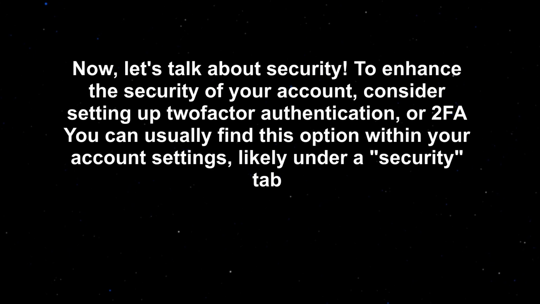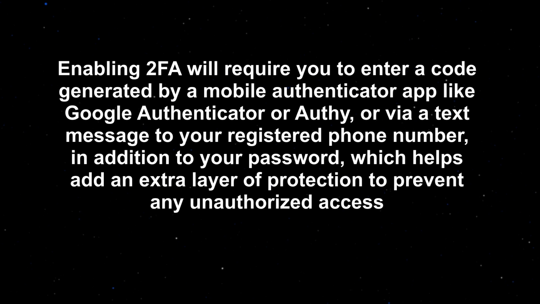Now, let's talk about security. To enhance the security of your account, consider setting up two-factor authentication or 2FA. You can usually find this option within your account settings, likely under a security tab. Enabling 2FA will require you to enter a code generated by a mobile authenticator app like Google Authenticator or Authy, or via text message to your registered phone number, in addition to your password, which helps add an extra layer of protection to prevent any unauthorized access.